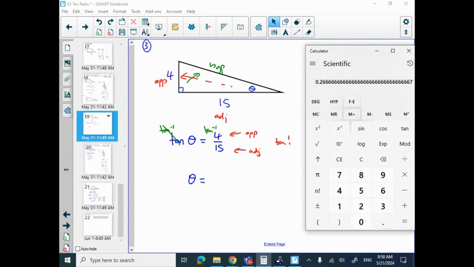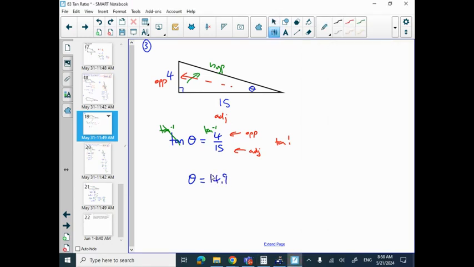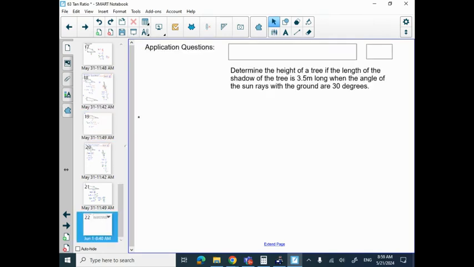So store that in memory. Actually, I can just do second inverse, 14.9, which I remember being the number as well, 14.9 degrees. Okay, well that should work.